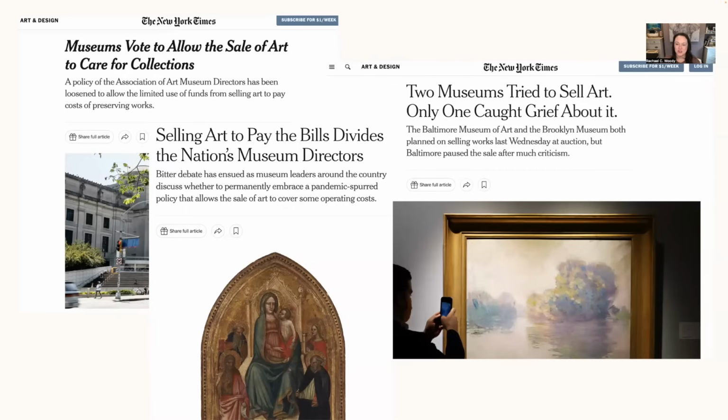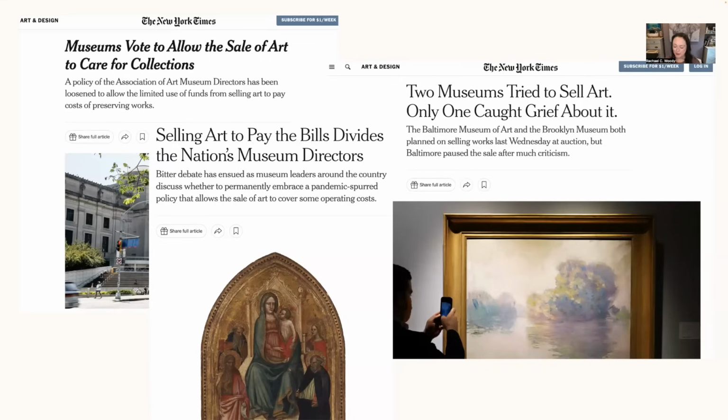As you look at it and as you're hearing some of these stories where one was able to sell art, no problem, no scandal, another one seemingly doing the same thing, different, got lots of grief about it. And in this case, the Baltimore Museum of Art ended up pulling the art from the, I think, Sotheby's auction, in the 11th hour.